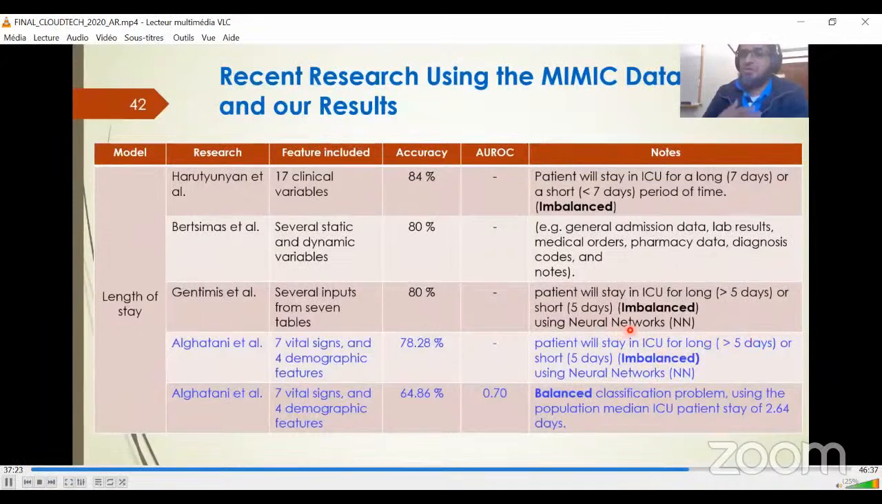They use a neural network, so I built my own neural network. But I'm using 7 features, and for demographic attributes, they are using several inputs. I achieved very close to their accuracy. So I get 78, and for them, they get around 80. Actually, it's 79 something.